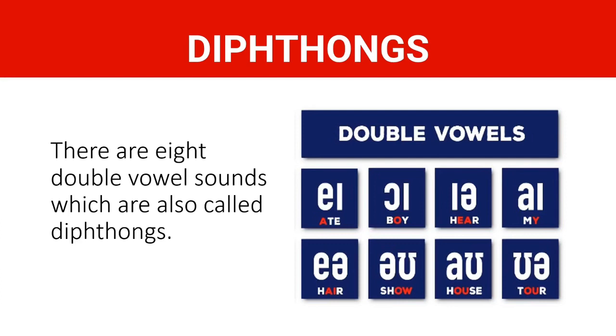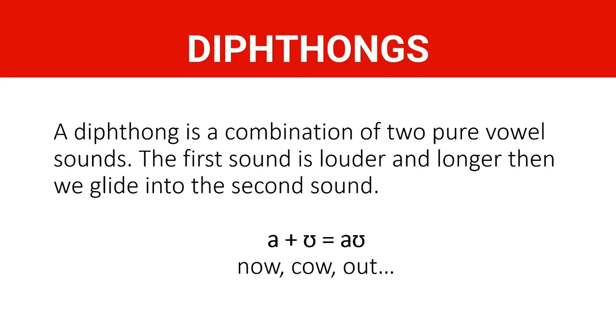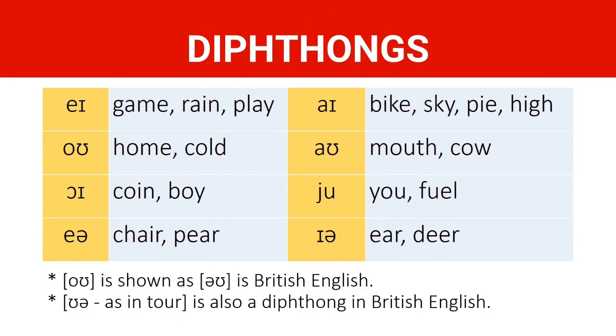Let's talk about diphthongs. There are 8 double vowel sounds which are also called diphthongs. A diphthong is a combination of 2 pure vowel sounds. The first sound is louder and longer, then we glide into the second sound. For example, the sound a and becomes ow: now, cow, out. Diphthongs are as follows.